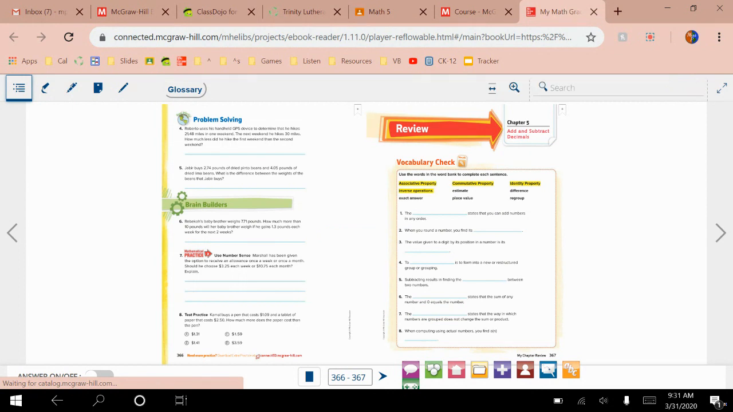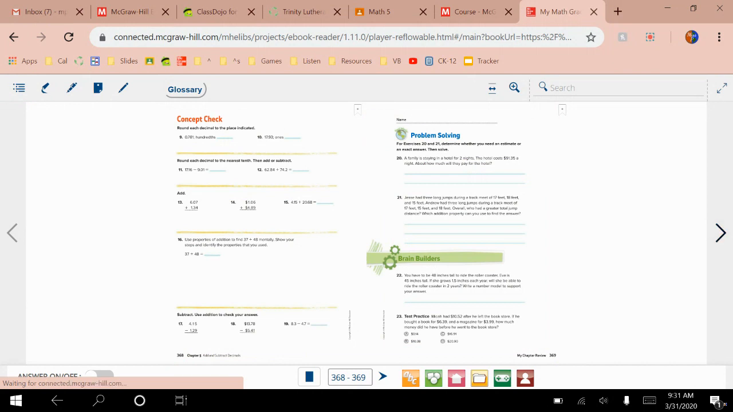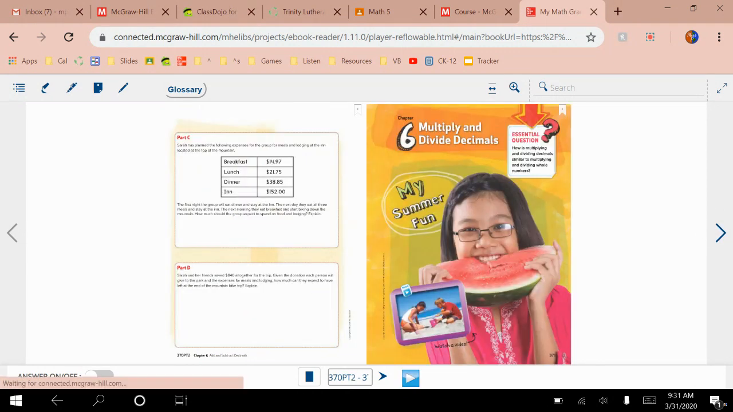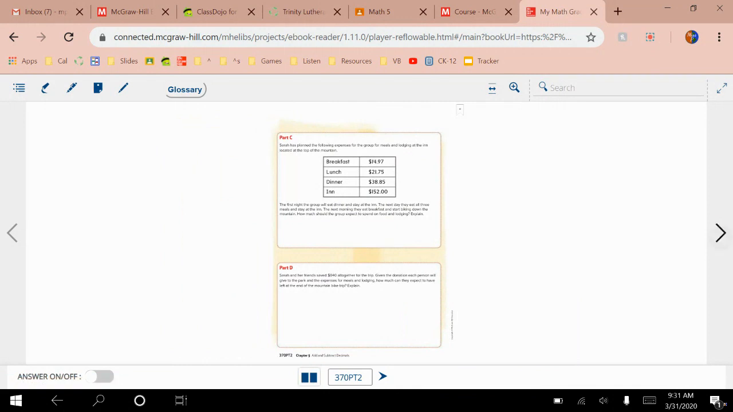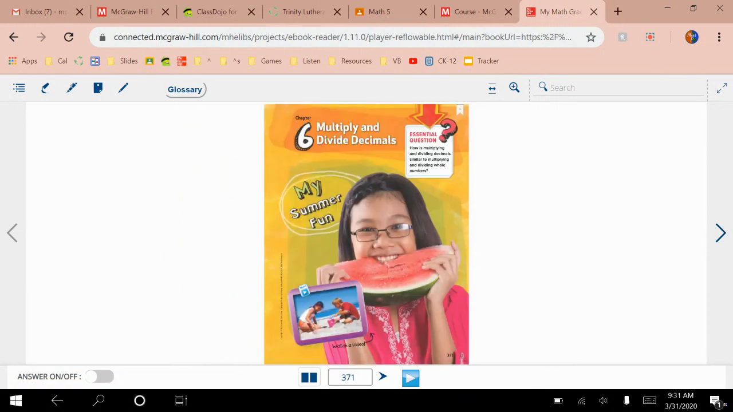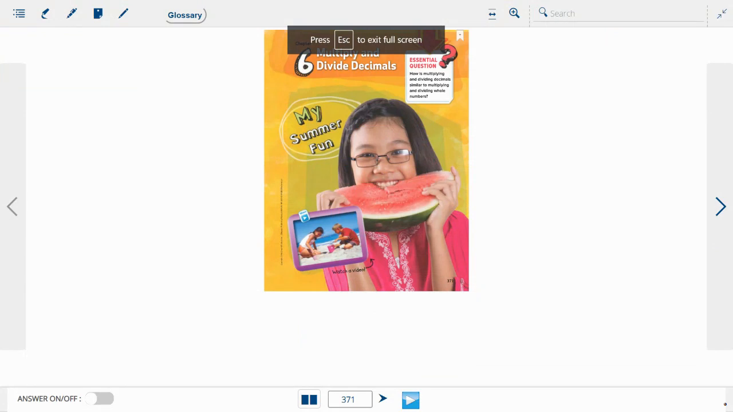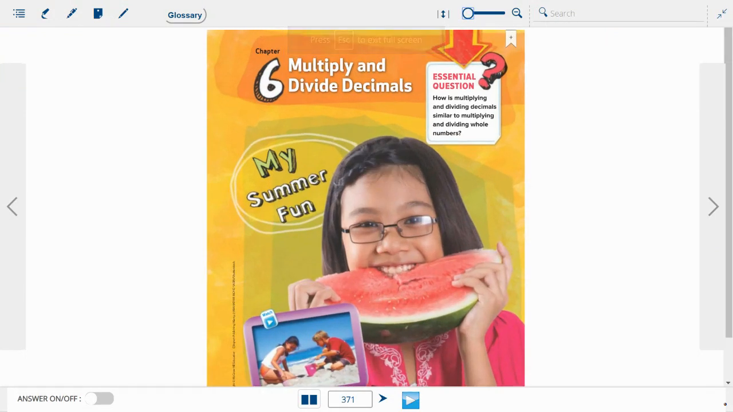Not quite. So I want us to go to page 371, which you can type in that box at the bottom. But I'm just going to do this. Full screen. Zoom in a little. Okay. So we are starting chapter 6, which is multiply and divide decimals.